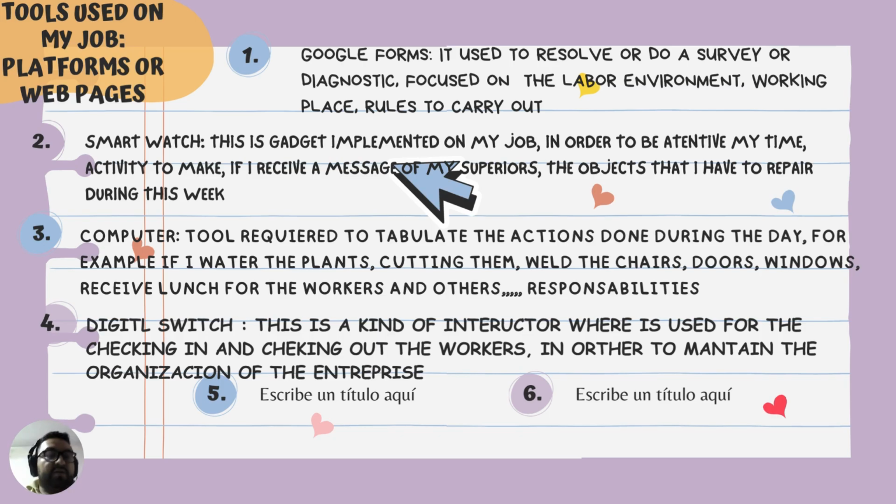The last part is about the digital switch. I consider that it is used in our enterprise, but it's not necessary, because when you are responsible, you arrive on time.